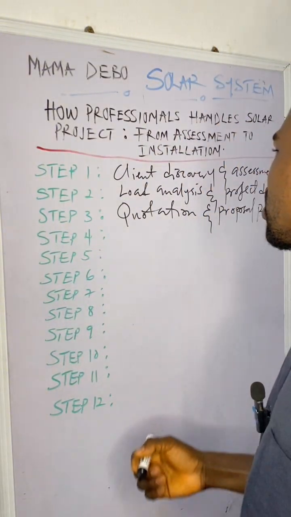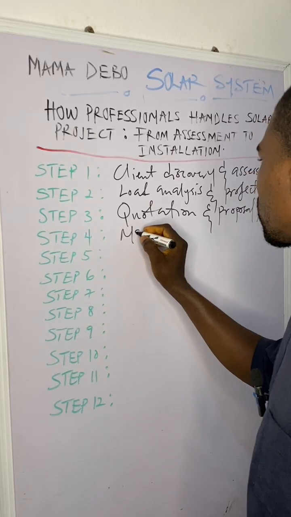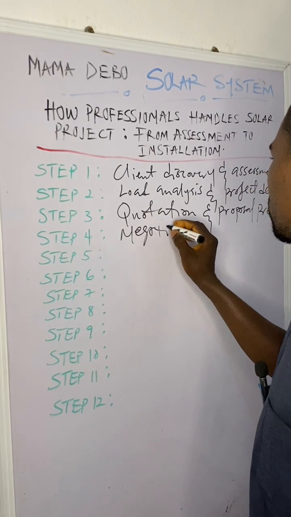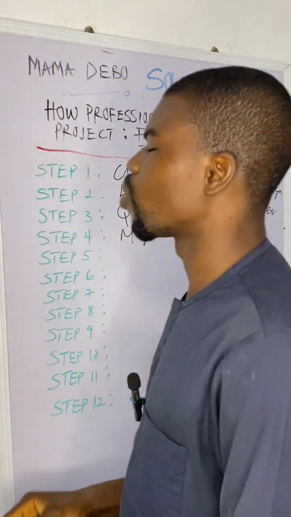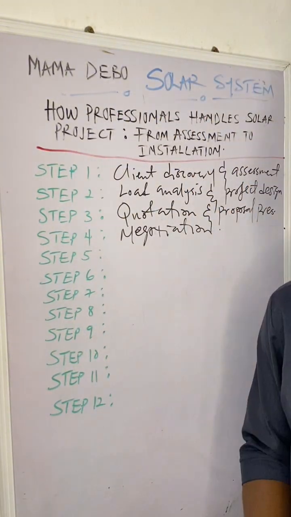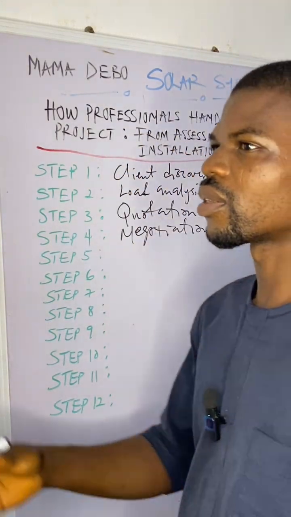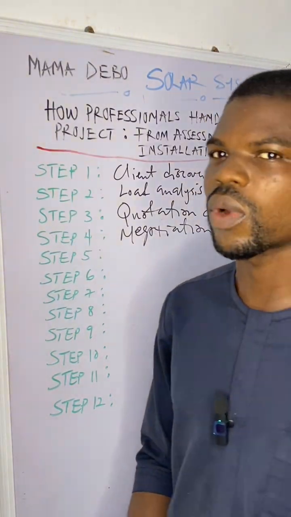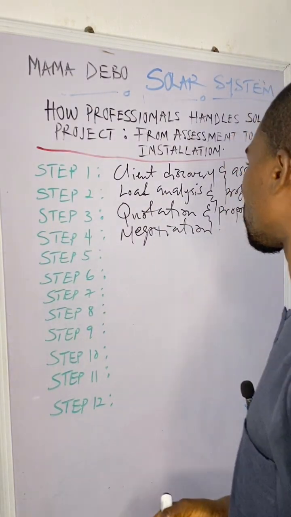The next step is negotiation. After you have sent your quotation and your client has reviewed it, then the next thing is to negotiate. Okay, this project is 12 million. This project is 30 million. Okay, how much are you willing to pay? How much do you want to pay? What's your budget? So the next step is negotiation.